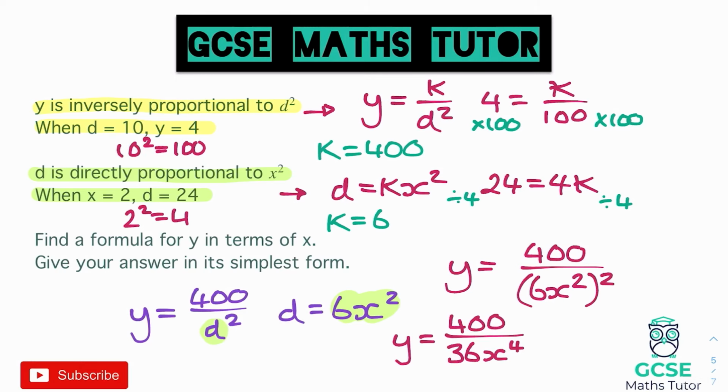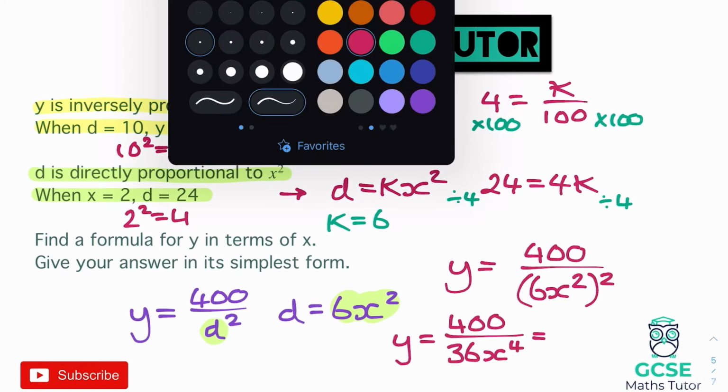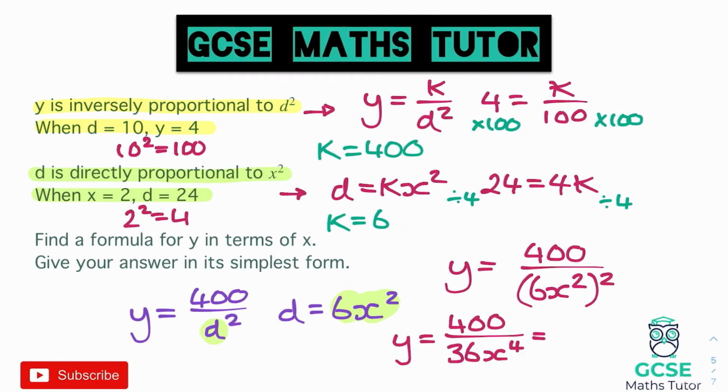Now again, it does say give it in its simplest form. We're almost done, but the top and bottom here both divide. You might not spot the biggest number straight away, but they both divide by 4. So on the top, 400 divided by 4 is 100, and on the bottom, 36 divided by 4 is 9, so 9x to the power of 4. And then that is in its simplest form, 100 and 9 don't divide by anything similar, so y is equal to 100 over 9x to the power of 4.